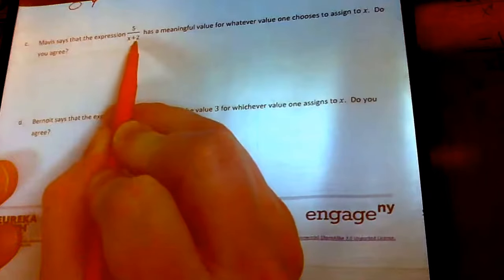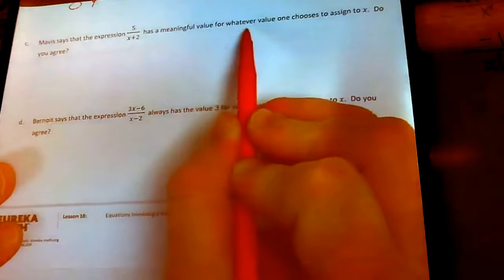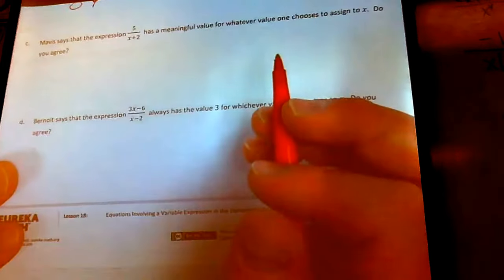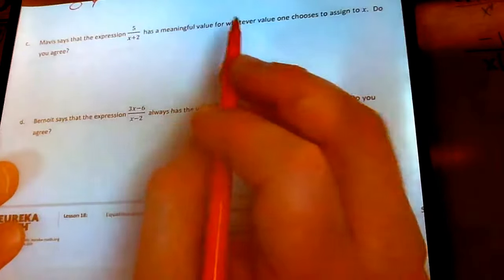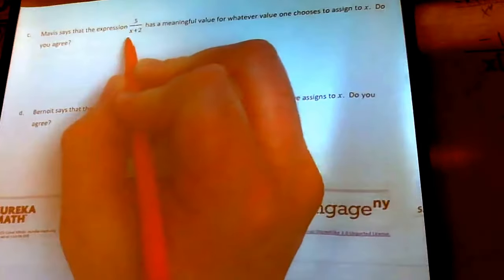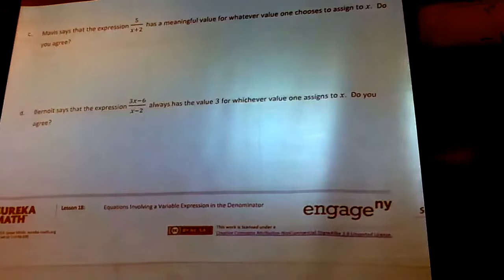Go down here to Mavis. It says that the expression 5 divided by x plus 2 has a meaningful value for whatever value one chooses to assign to x. You know what that means? You switch x out with whatever numbers you want and see if it actually equals. Put in a number for x, and it'll give you a number. Like if you say x is 7, this would be 5 over 9. If x is 2 million, this would be 5 over 2 million and 2. You get numbers, right?